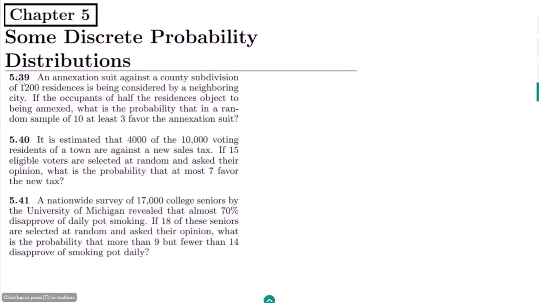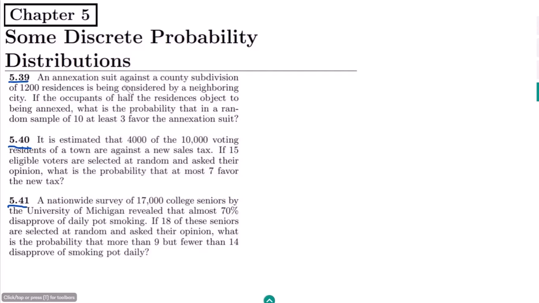Welcome back, guys. This is chapter 5, and today we are going to solve questions 5.39, 5.40 and 5.41 due to the very high relevancy of these three questions. So let me first go through the statement of question 5.39.